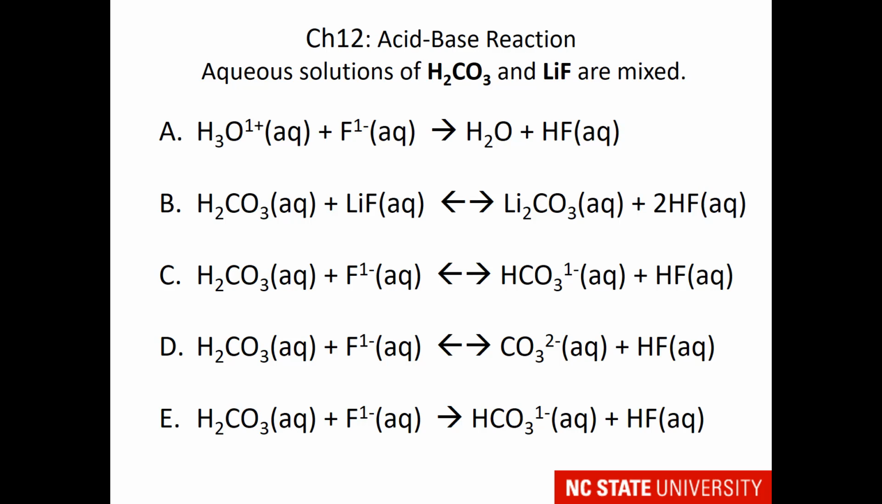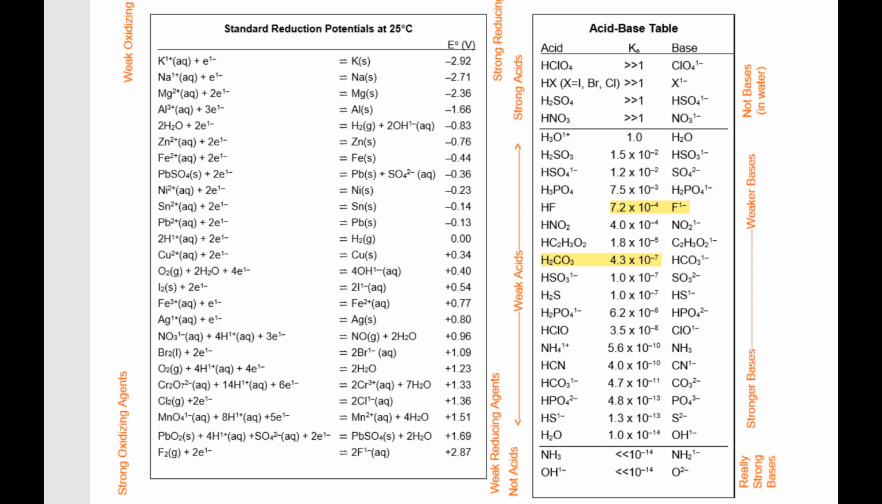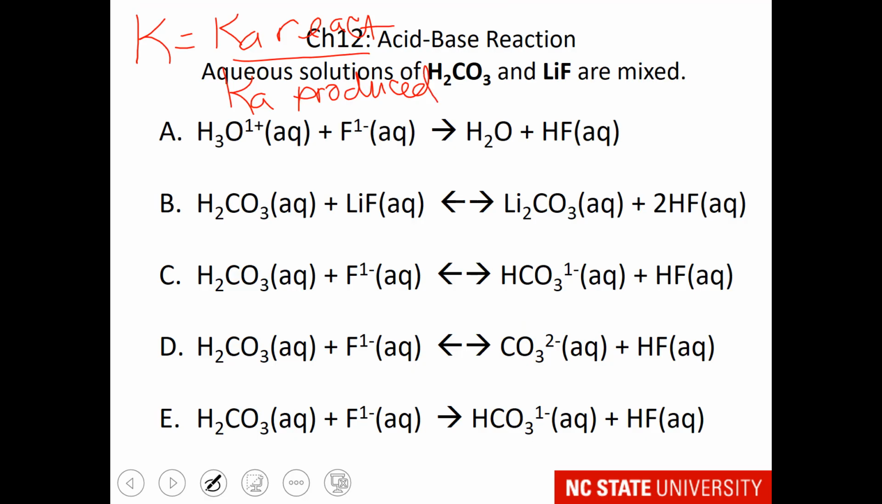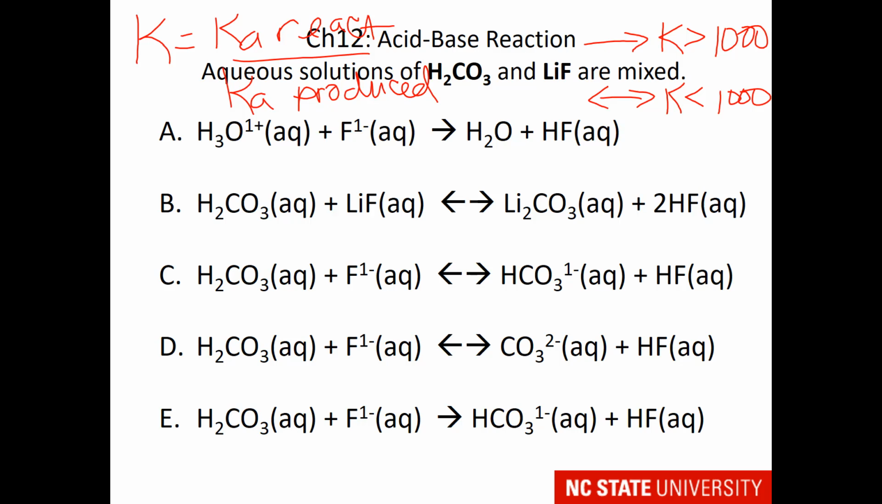How about an acid-base question? What if the aqueous solutions of carbonic acid and lithium fluoride are mixed? Let me remind you where those are on the acid-base table. Here is the carbonic acid and the fluoride ion in their locations on the acid-base table. Don't forget, our equilibrium constant is going to be the Ka of the reacting acid over the Ka of the produced acid. And we use a single arrow to the right if the equilibrium constant is greater than 1,000, and an equilibrium arrow if the constant is less than 1,000.